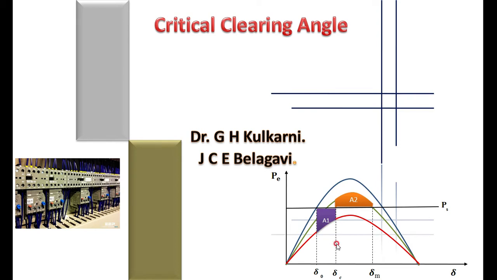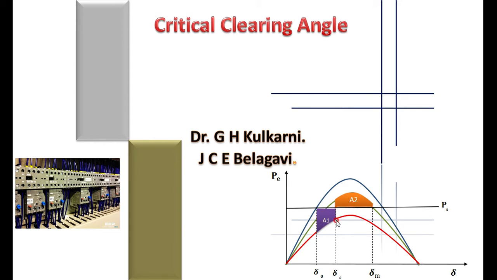If you are clearing the fault beyond delta C, in that case A1 is increasing, however A2 is decreasing. Then the area A1 is not equal to A2, and the system is unstable. That is the point corresponding to the clearing time such that A1 is equal to A2. Beyond that, A1 is not equal to A2.